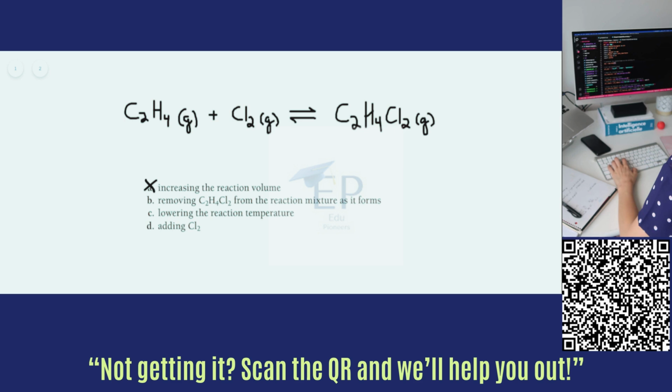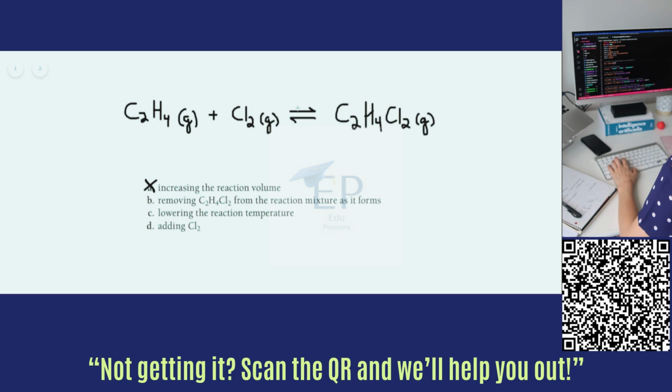B says to remove C2H4Cl2 from the reaction mixture as it forms. So if this reaction proceeds from left to right, and we form C2H4Cl2, eventually it's going to reach equilibrium. But if we remove a little piece of C2H4Cl2, we will then shift the equilibrium further towards the products. As we continue to remove the product, we're going to basically place a hole on that side of the equation that needs to be filled.